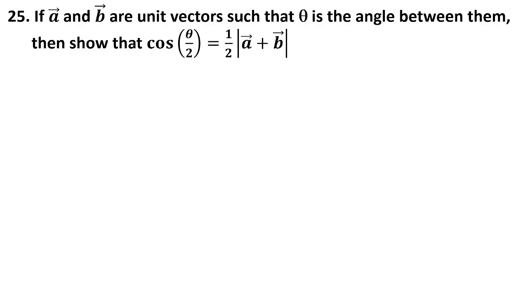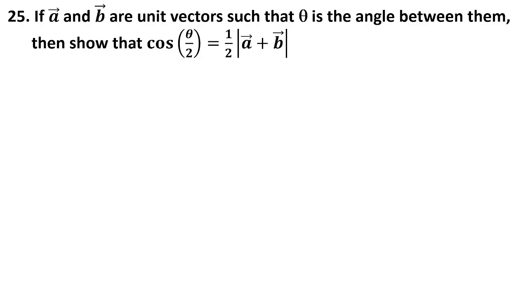Let us move on to question number 25. Whenever you see any question with the magnitude of a plus b or the magnitude of a minus b, start with the magnitude of that whole square. For example, if they ask the magnitude of a plus b, start with the magnitude of a plus b the whole square is equal to what? Or otherwise, if they ask the magnitude of a minus b, it is equal to what?